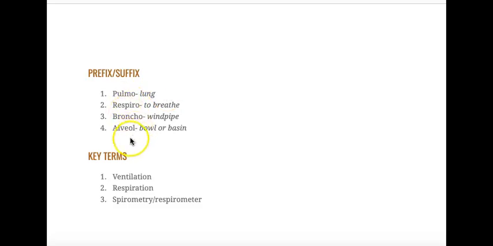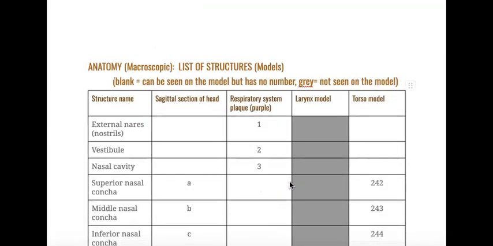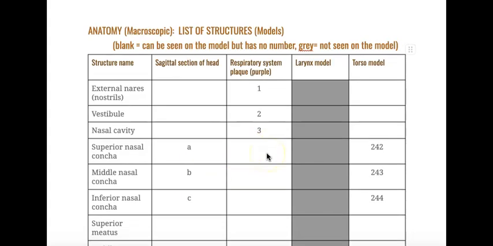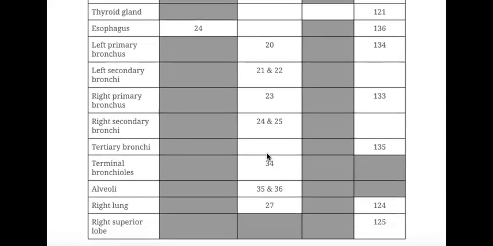Here are your prefixes and suffixes, well, prefixes in this case, as well as key terms, so not too many key terms for this chapter, so yay that. And they're fairly, I think, easy to remember ones. These charts are the list of structures you would need to know. If you happen to be on campus and want to take a look at a model, this would be your key to those. I'm actually going to scroll quickly through here to get to the microscopic part.